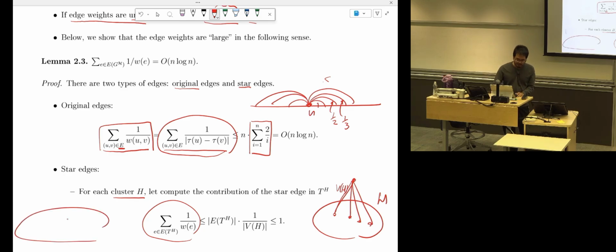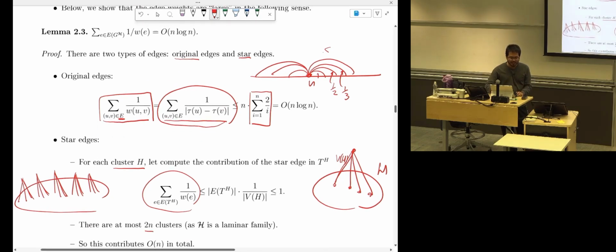There can be disjoint stars like this. There can be many stars like this. But how many of them? Can we just round this with n log n again, because there can't be more than n per level? Yeah, there cannot be more than n per level. You can say it's at most n log n, but you can actually say that it's at most 2n.